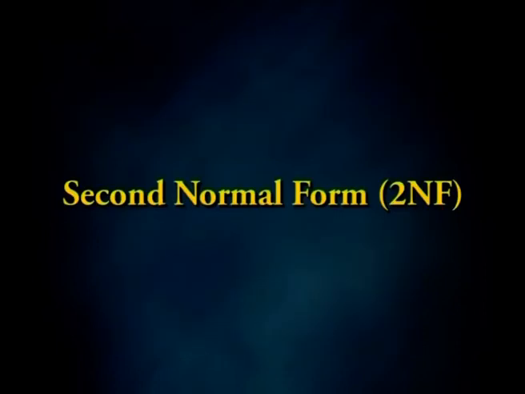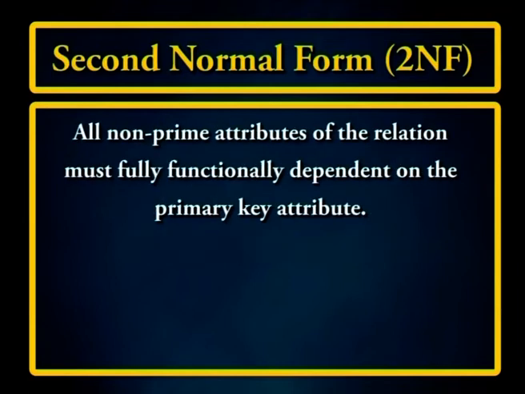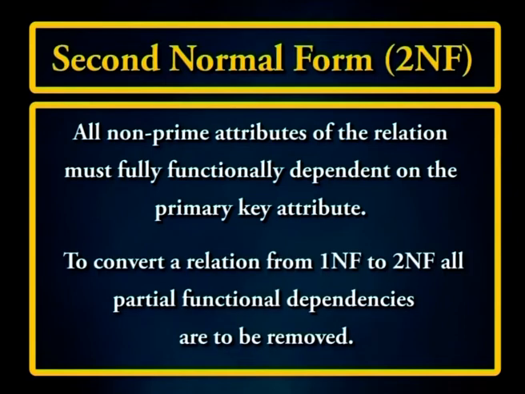So, the next normal form is second normal form. A relation is said to be in 2NF if it is in 1NF and there must not be any partial dependency of any attribute on the primary key. All non-prime attributes of the relation must be fully functionally dependent on the primary key attribute. To convert a relation from 1NF to 2NF, all partial functional dependencies are to be removed.